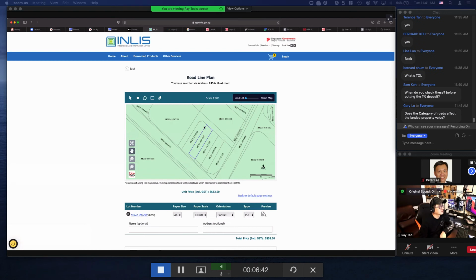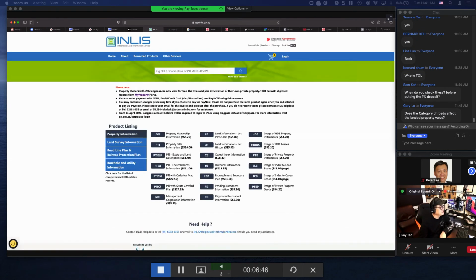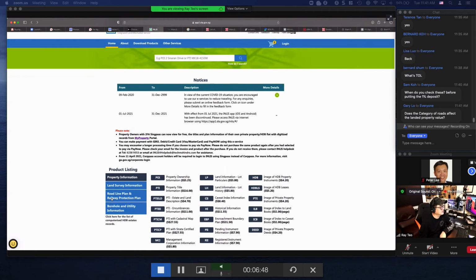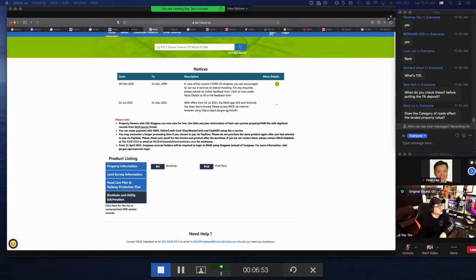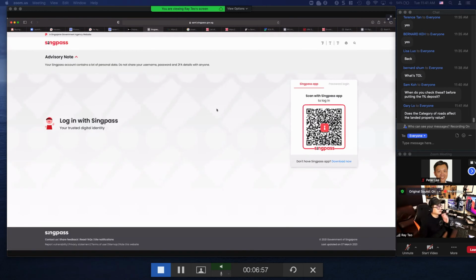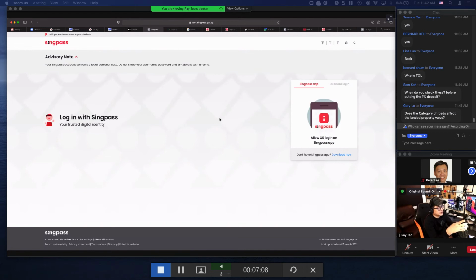So road line plan. Other things you can buy here, there's another thing you can buy, in case your customer wants PUB plans. PUB plans you need to log in. Let me show you the PUB plan. What is PUB plan? We call it the sewage interpretation and drainage interpretation plan. So let me log in SingPass first. I'll show it to you.